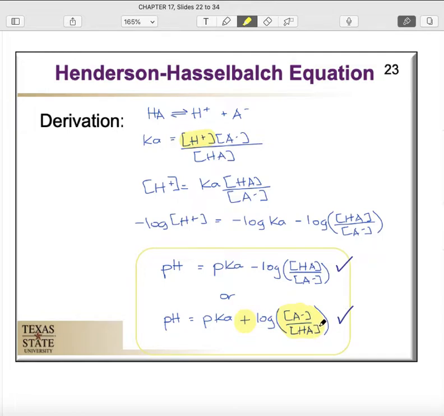Again, remember that a buffer is made out of a weak acid and its conjugate base, or a weak base and its conjugate acid. And so you can use either equation form as long as you put the concentration of the acid wherever it says HA, and the concentration of the conjugate base wherever it says A minus, right? Make sure that you utilize one, don't mix them up, utilize one form and stick with it throughout your calculations.